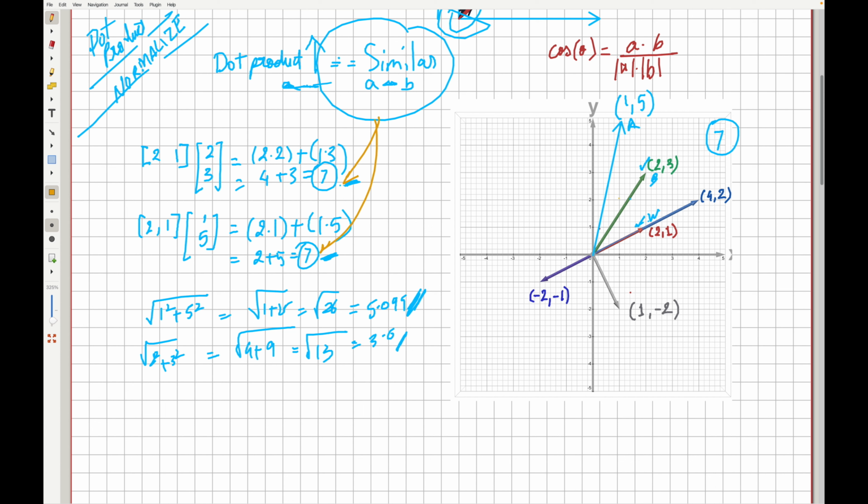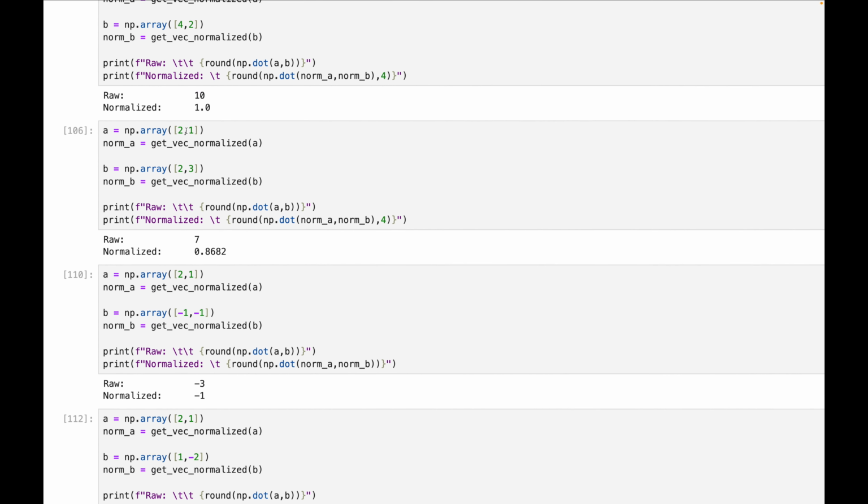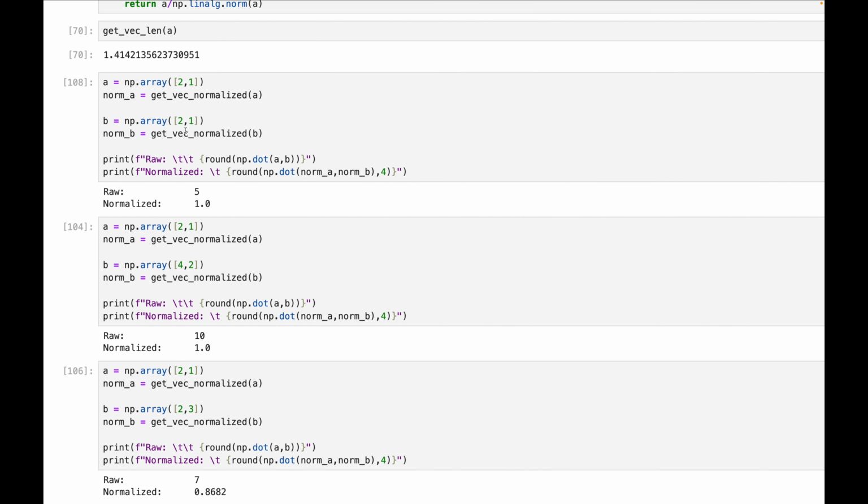We clearly see that this is much farther away from this arrow right here, right? And so that's where the normalize part comes in. What we can do is we can normalize this, as we saw here. We can divide it by the length of the vector.